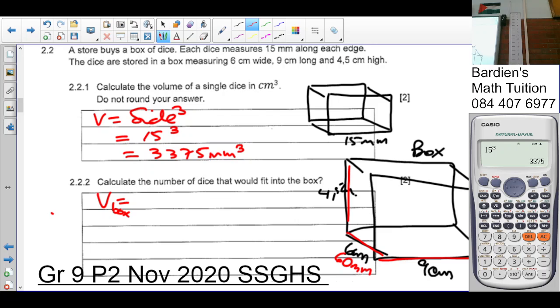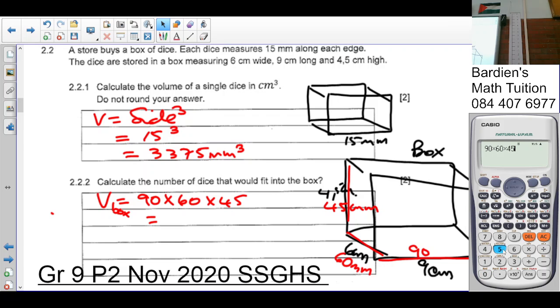How many millimeters are there in a centimeter? 10. 9 times 10 is 90. 4,5 times 10 is 45. So it's going to be 90 times 60 times 45. That gives me an answer of 243,000 millimeters cubed. Yes?